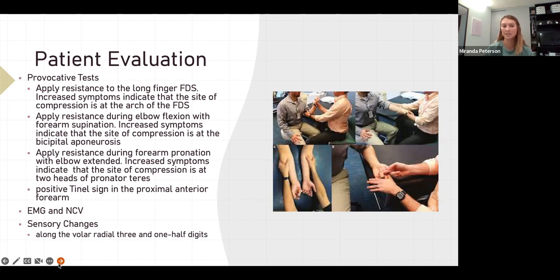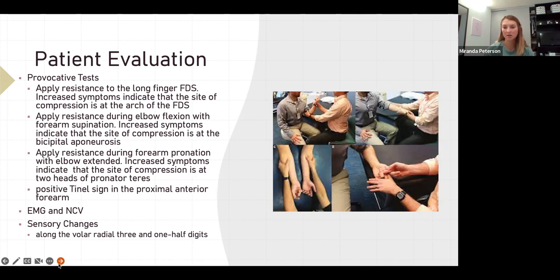The next provocative test is to apply resistance during elbow flexion with the forearm in supination. Increased symptoms indicate that the site of compression is at the bicipital aponeurosis. And then the next one is you apply resistance during forearm pronation with the elbow extended. Increased symptoms indicate that the site of compression is at the two heads of the pronator teres. It's important to figure out where the compression is occurring because it will impact treatment for pronator syndrome.